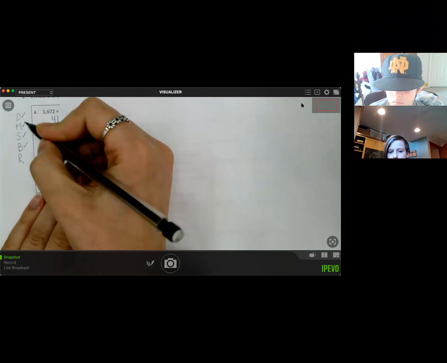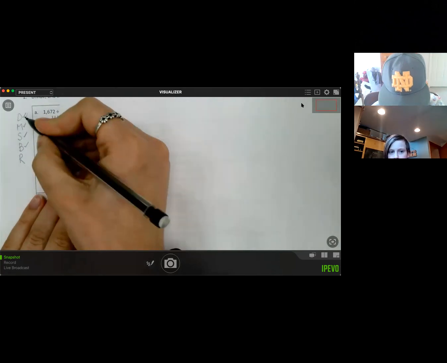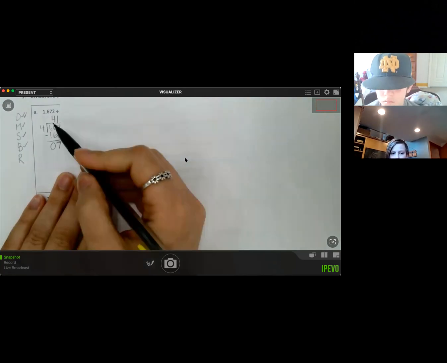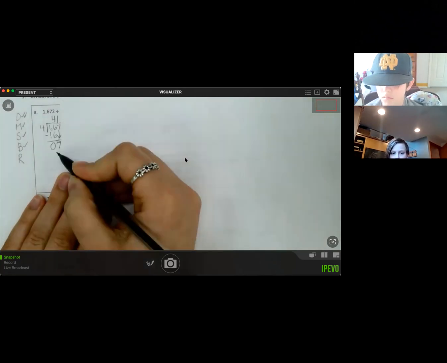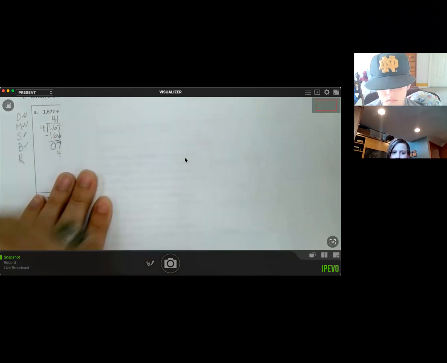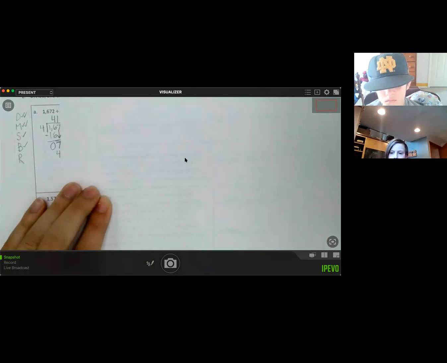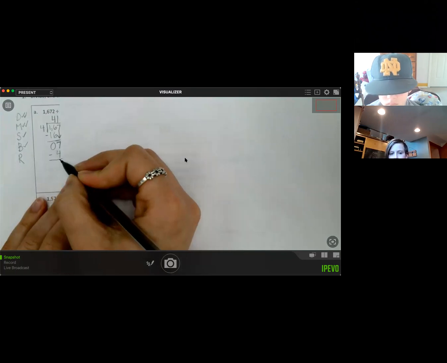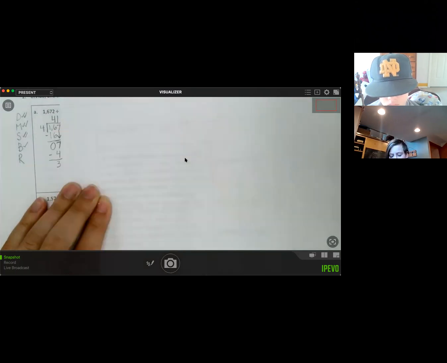All right, so now we divide it again. Elijah, what's our next step? 4 times 1 equals 4. We need to multiply. So 1 times 4 equals 4, right below my 7. Now we multiplied. What's next? Subtracting, and 7 minus 4 equals 3. Now we subtract it again.